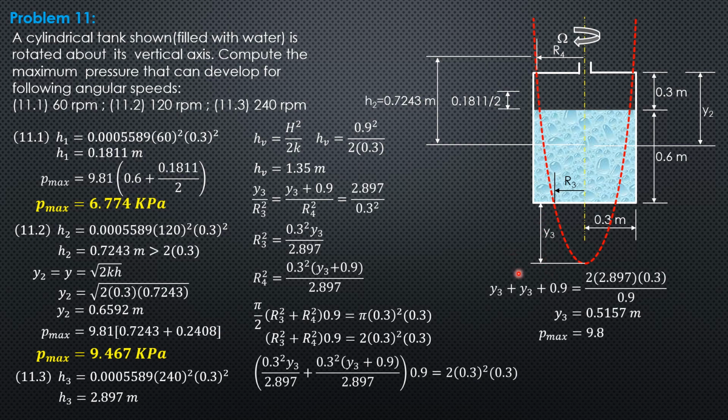Finally, the maximum pressure here is equal to 9.81 times quantity 2.897, the height of the paraboloid, minus y3. So 9.81 times quantity 2.897 minus y3, 0.5157. So the maximum pressure is equal to 23.36 kilopascals. So that's all for this video.